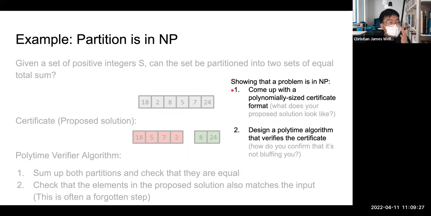Okay, to show the problem is in NP, you should come up with a polynomially sized certificate format. So you should ask yourself, how does your proposed solution look like? Here in the partition problem, the proposed solution looks like a set of 2 numbers. And then you should design the polytime algorithm that verifies that certificate. How do you confirm that the answer is not bluffing you, in a sense?